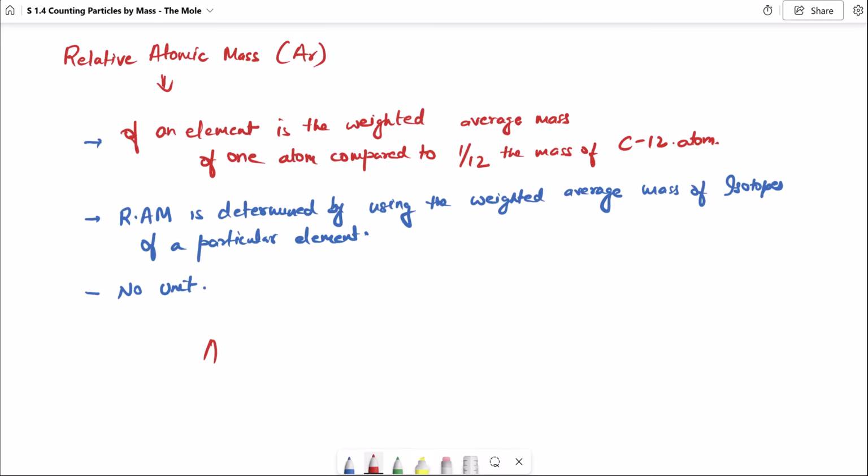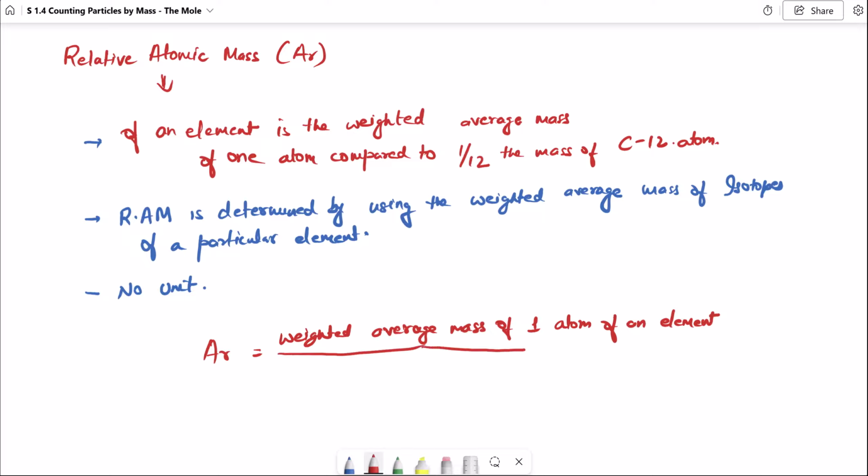So at the end, we can write the formula: weighted average mass of one atom of an element, right, divided by 1/12th mass of one atom of carbon-12.